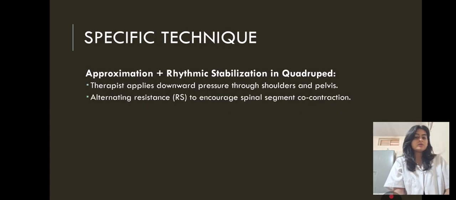Now there is a specific technique: if the patient is in quadruped, we can apply approximation plus rhythmic stabilization. Therapists apply downward pressure to the shoulder and pelvis, with alternating resistance to encourage spinal segment co-contraction.